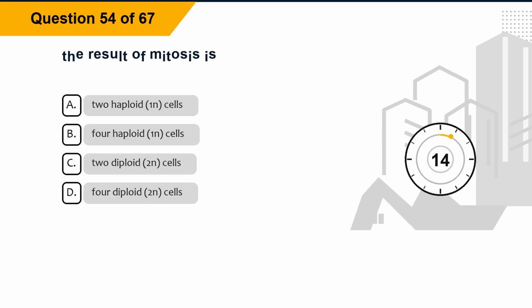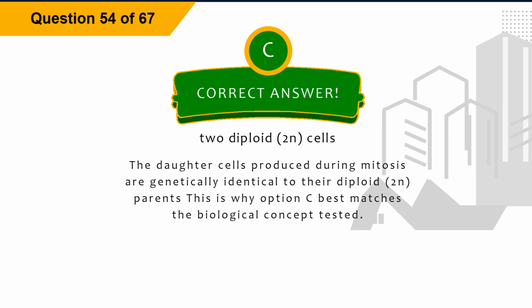Question 54. The result of mitosis is? Option A, 2 haploid, 1N, cells. Option B, 4 haploid, 1N, cells. Option C, 2 diploid, 2N, cells. Option D, 4 diploid, 2N, cells. The correct answer is option C, 2 diploid, 2N, cells.